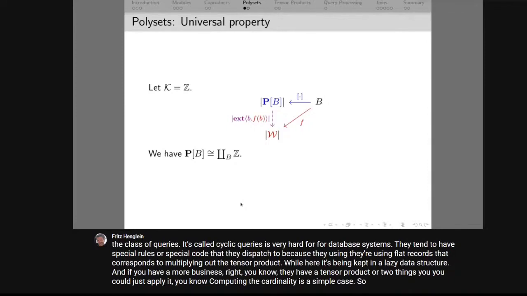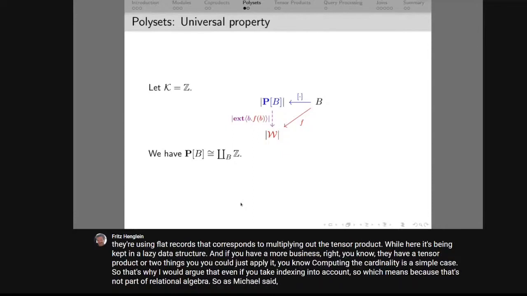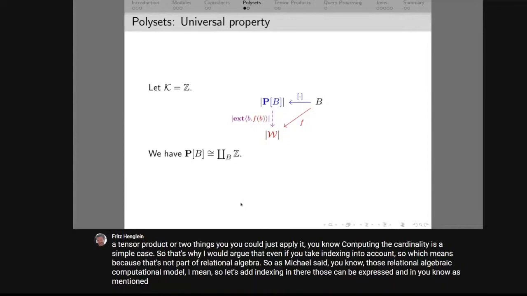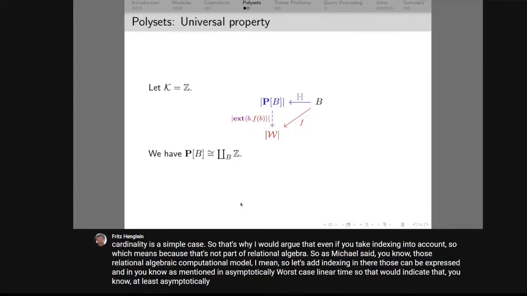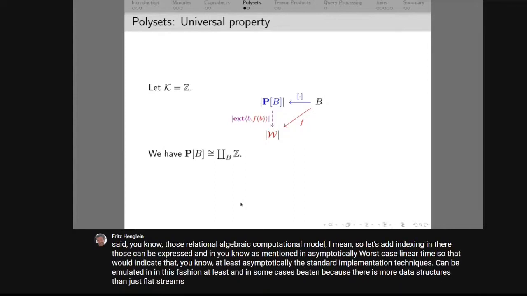So that's why I would argue that even if you take indexing into account, which is not part of relational algebra, as Mikkel said, since relational algebra is the computational model, let's add indexing in there. Those can be expressed, as mentioned, in asymptotically worst case linear time. So that would indicate that, at least asymptotically, the standard implementation techniques can be emulated in this fashion, and in some cases beaten, because there are more data structures than just flat streams, lists of records.